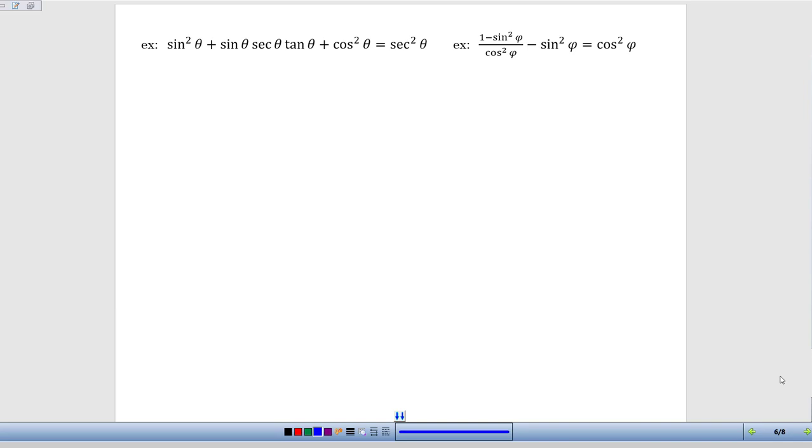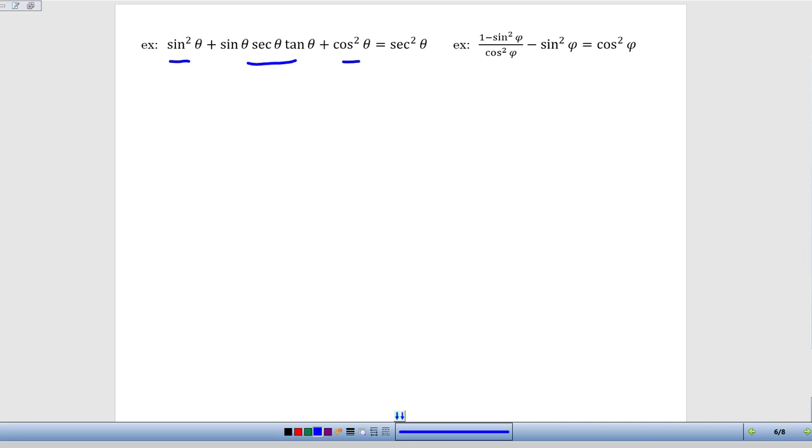So this is an example of what I was talking about earlier, where we've got multiple terms. We've got sine squared plus this mess plus cosine squared, and somehow all of this just ends up having to be a secant squared. So that means we're going to have to use our Pythagorean identities eventually to eliminate some of the multiple terms that we have on this side.